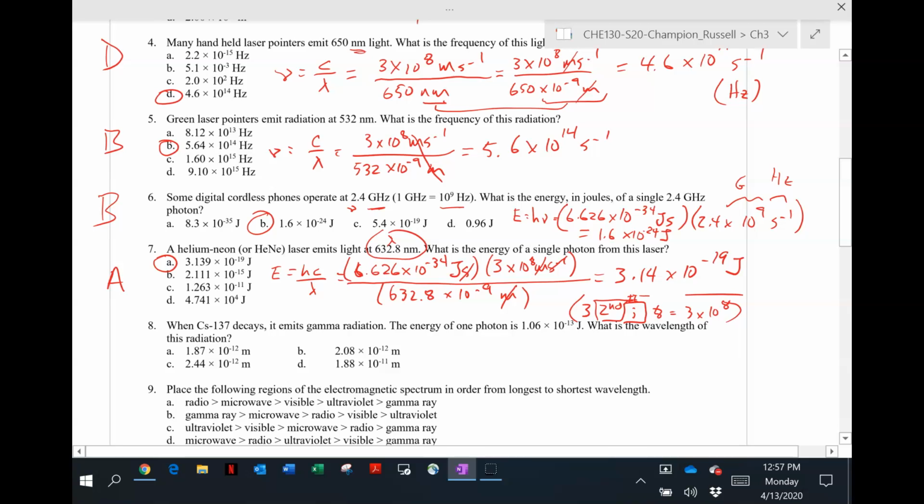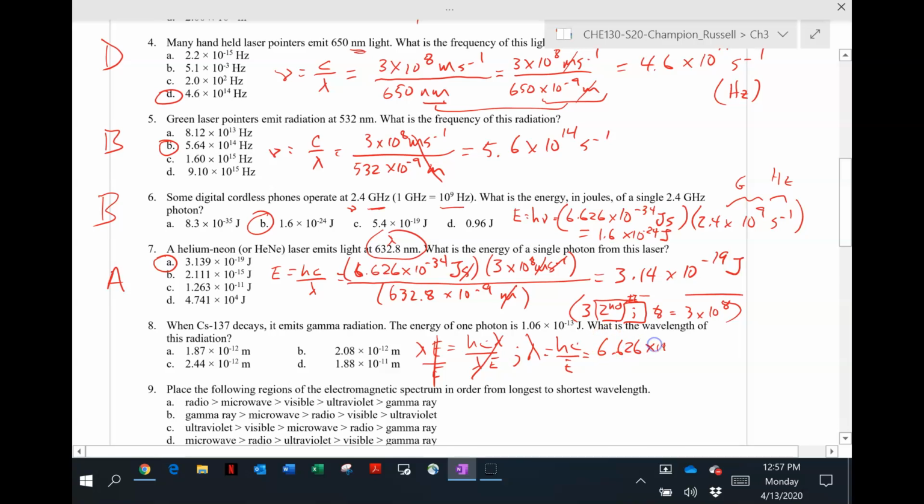All right, so number 8, we're being given the energy, and we're asked to get the wavelength. So we're going to take the equation we used on 7, and we're going to solve it for wavelength. So E is equal to hc over lambda. What we're going to do is divide both sides by E and multiply both sides by lambda. E cancels out, lambda cancels out, so that gives us that lambda is equal to hc over E. So we plug those numbers in.